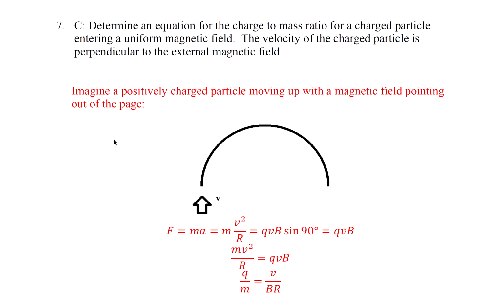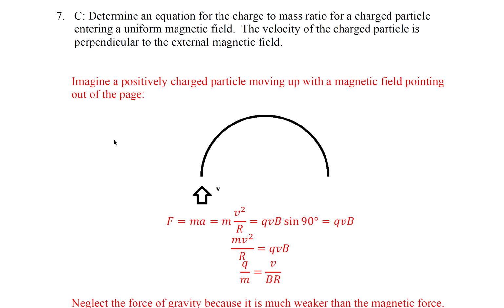Question 7. Determine an equation for the charge to mass ratio for a charged particle entering a uniform magnetic field. The velocity of the charged particle is perpendicular to the external magnetic field. So imagine a positively charged particle moving up with a magnetic field pointing out of the page. So F equals ma equals mv squared over r equals qvB sine of 90, which is just qvB. And just solve for q over m.